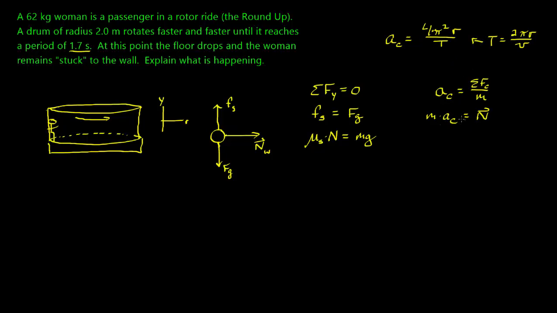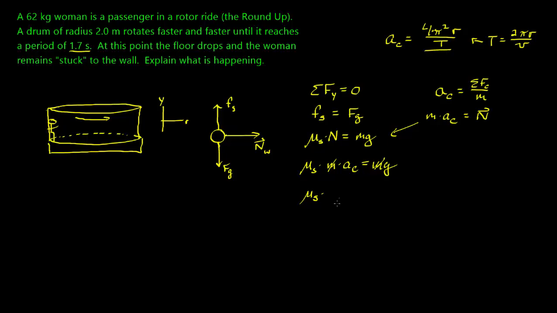Okay, so that's our normal force. So now I can take this quantity and plug it back over here. So we get the coefficient of static friction times the normal, but the normal is m times a_c, is equal to mg. So notice mass is gone. So for this ride, the mass of the people didn't matter. You saw everyone that was in there was stuck. It didn't matter if they were big or small. So we get the coefficient of static friction times the centripetal acceleration.